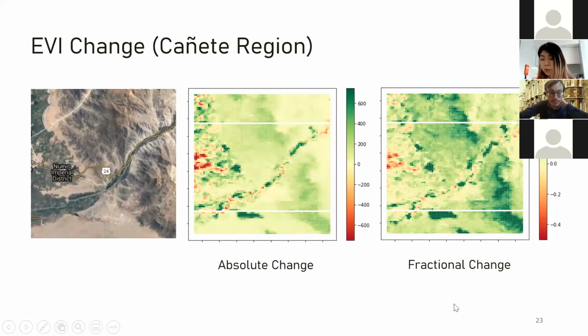After doing the process that was just outlined to every point in the Cañete region, here are our results. For the absolute change in EVI, scaled from -600 to 600, and our fractional change scaled from -40% to +40%.